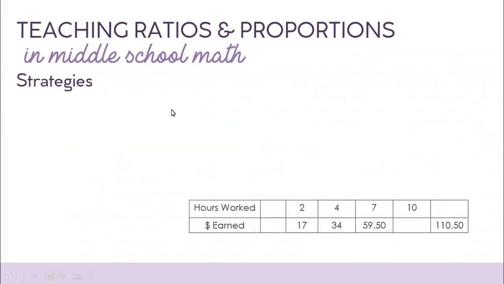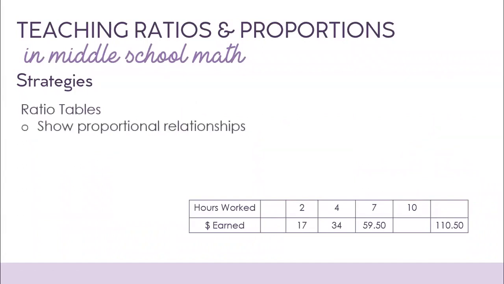All right, another strategy is to use ratio tables. These are also a great way to show proportional relationship between ratios, and they're excellent for keeping our values organized. So if we have this situation, we have this ratio table, and this is already created. This isn't something that I'm saying here's the problem created. It's already created for us. We have the number of hours worked and the amount of money earned.